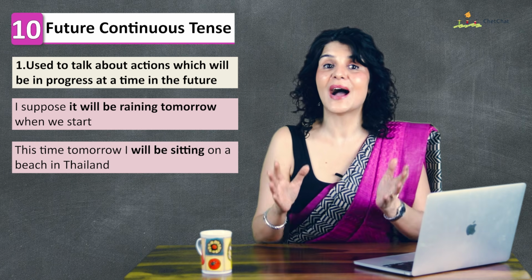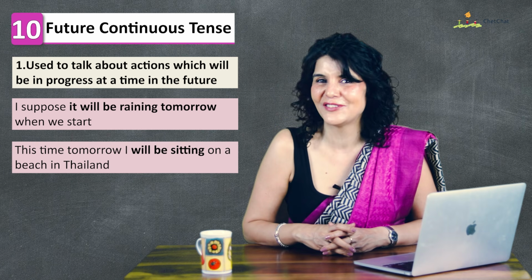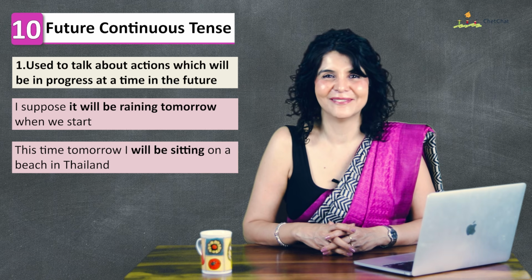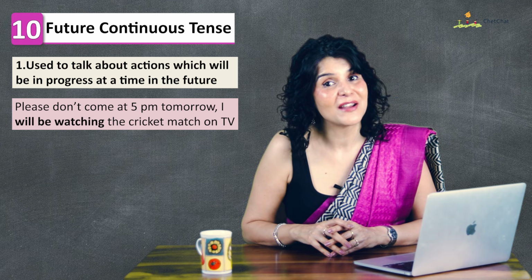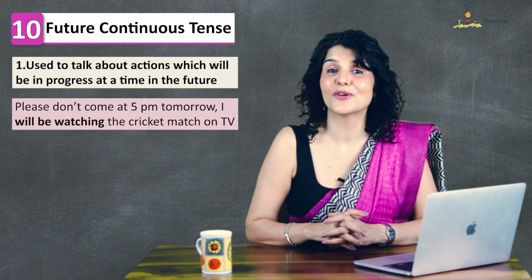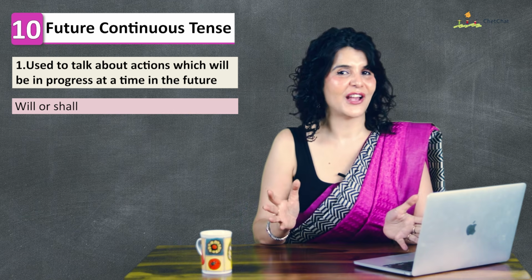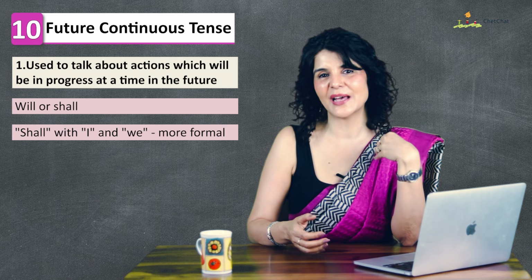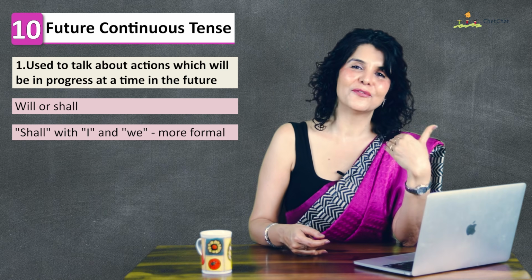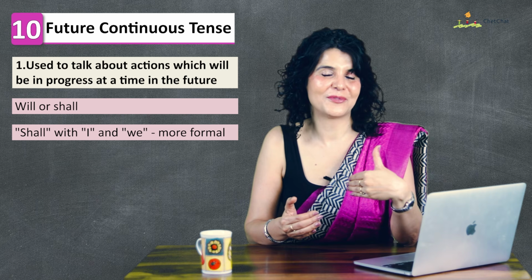This time tomorrow, I will be sitting on a beach in Thailand. Not really. Please don't come at 5 p.m. tomorrow. I will be watching the cricket match on TV. Now we use will or shall. Shall is typically used with I and we and is a little more formal or old-fashioned option.